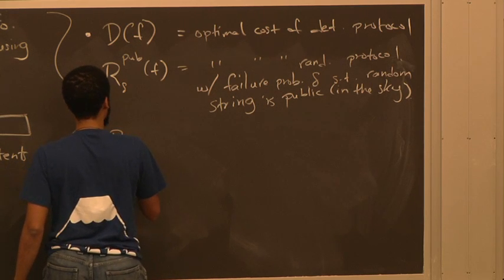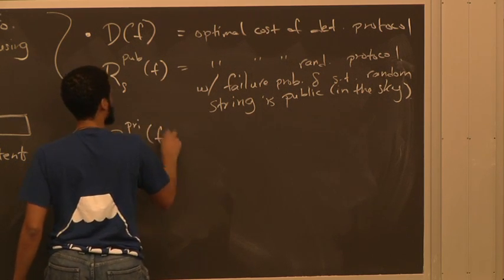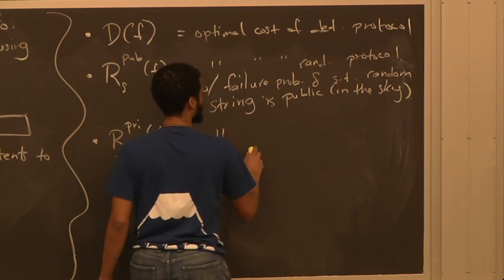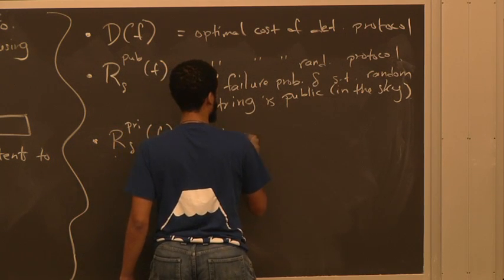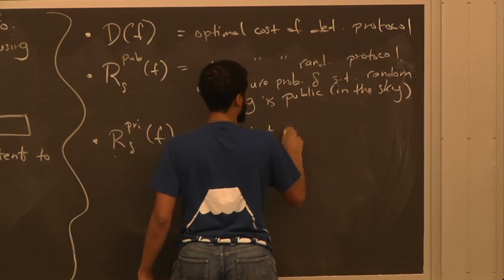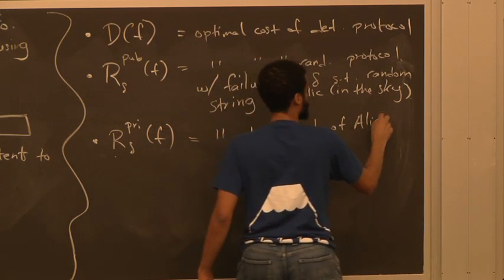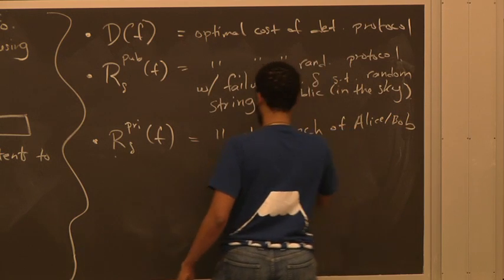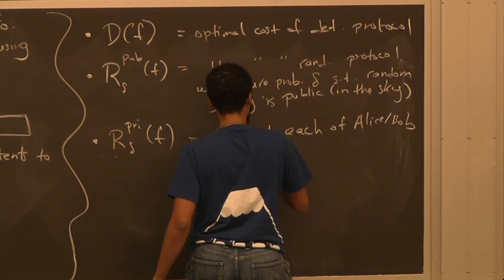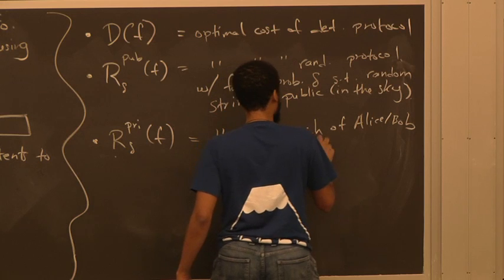There's also R_delta^priv, which is similar, but each of Alice and Bob has a private random string.